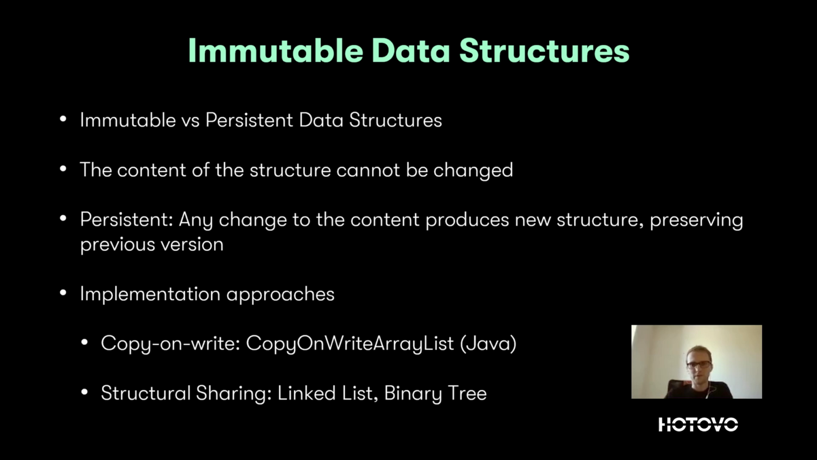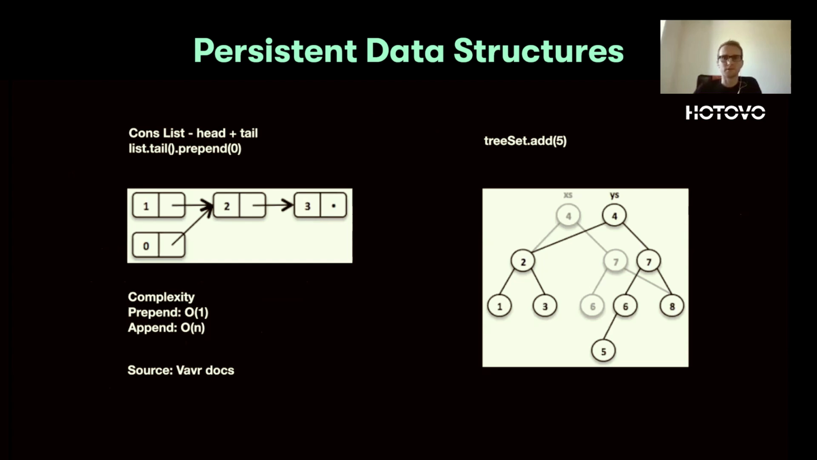So there's another way to do this for some of the structures, and it's called structural sharing or reference sharing. They are usually used with linked lists or binary trees. So let's look at these. The most common example is something called a cons list.